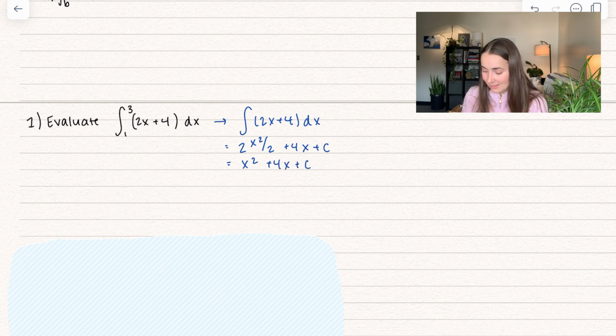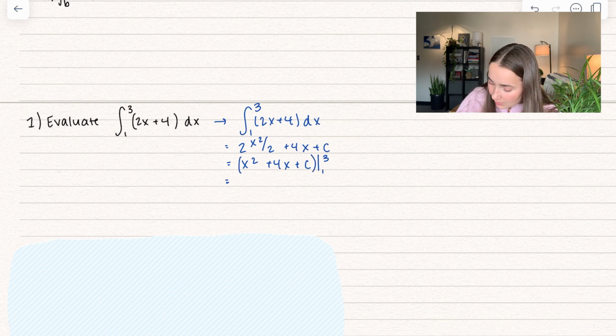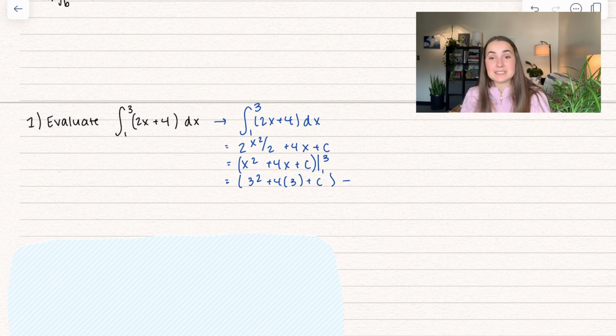Now the difference is when we add bounds, here we're starting at 1 and we're going up to 3. Now we're going to go ahead and plug those bounds in. And so this is how we do this. We start with the upper bound and we plug it in everywhere we see an x. So I'm going to plug in 3. We get 3 squared plus 4 times 3 plus c. And then we subtract the lower bound plugged in. So when I plug in the lower bound, I get 1 squared plus 4 times 1 plus c. Let's go ahead and simplify that out.